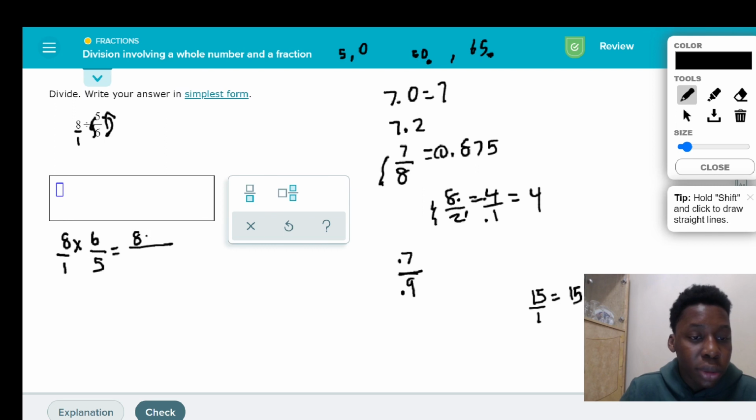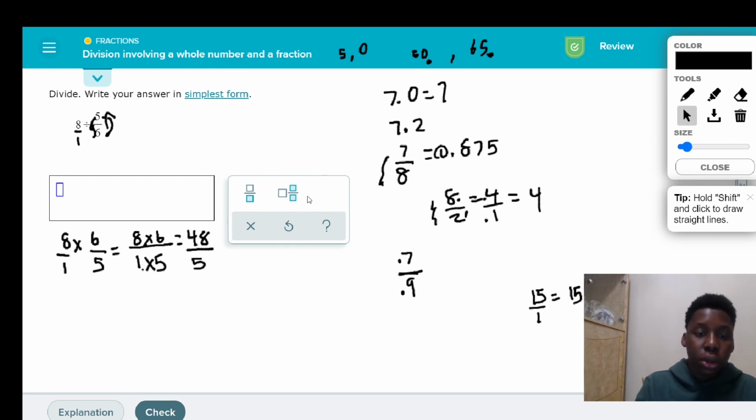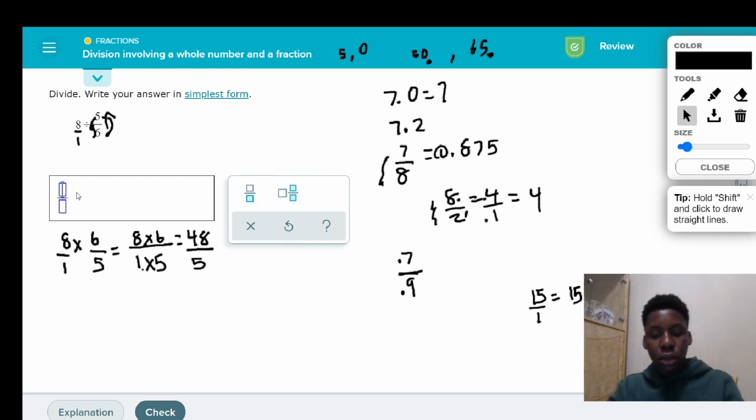So we multiply the top, which is 8 times 6, divided by 1 times 5, which is the bottom. So 8 times 6 equals what? 48, because we add 8 six times. Divided by 1 times 5, which equals 5. Okay, so let's check that out. 48 divided by 5.